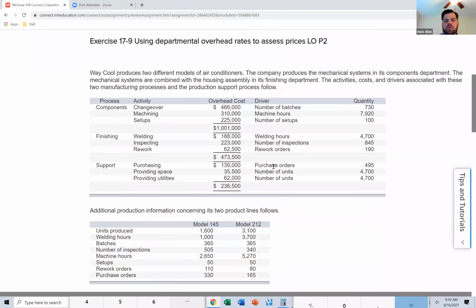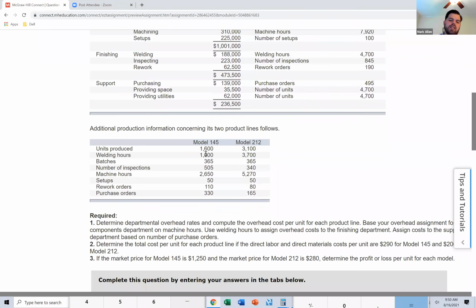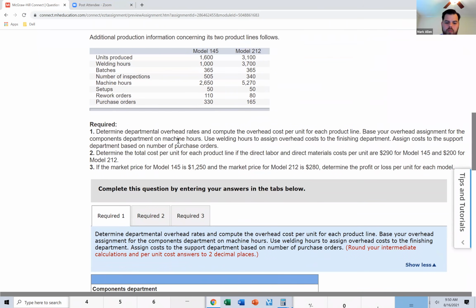Now, for the next one, we're using departmental overhead rates to assess prices. Very similar to plant-wide. The only difference is we now break this into departments. So now we've got a component department, a finishing department, and a support department. They tell us to determine departmental overhead rates and compute the overhead cost per unit for each product line. Base our overhead assignment for the components department on machine hours. Use welding hours to assign overhead costs to the finishing department, and assign costs to the support department based on number of POs.